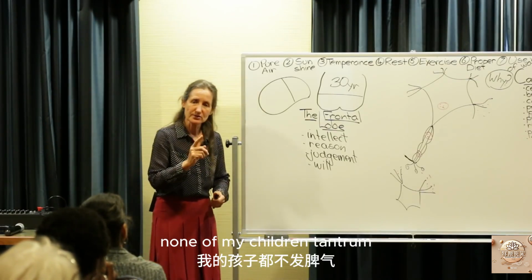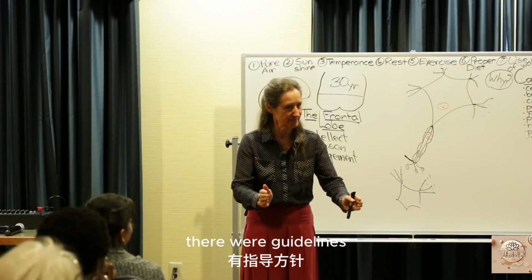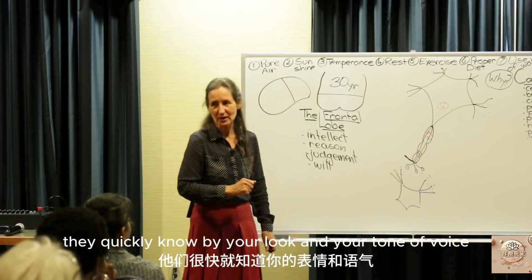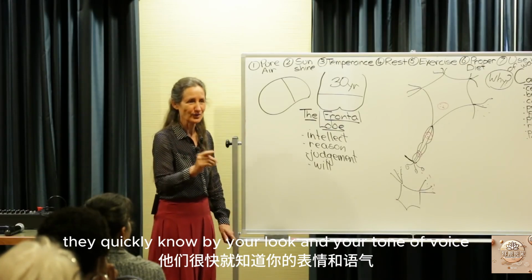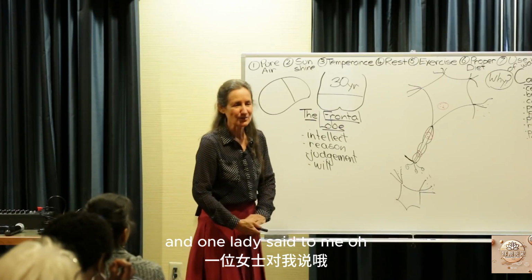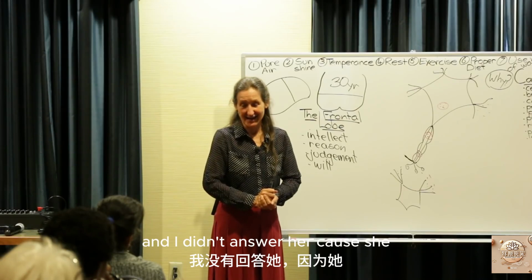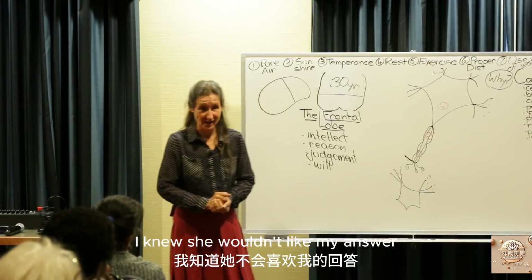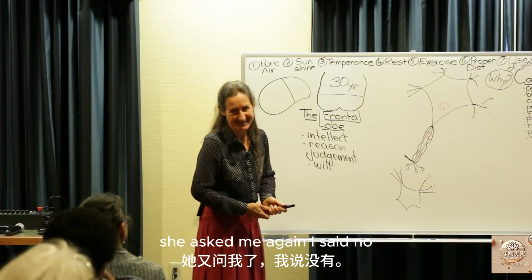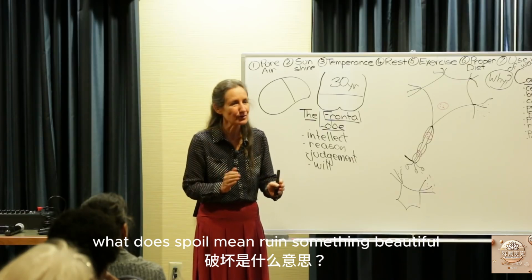Now, none of my children tantrumed, and I think it's because at a young age there were guidelines. There were rules. And if they're started early enough, they quickly know by your look and your tone of voice what they can and what they cannot do. And one lady said to me, oh, you must spoil your grandchildren. And I didn't answer her because I knew she wouldn't like my answer. She asked me again. I said, no. What does spoil mean? Ruin something beautiful.